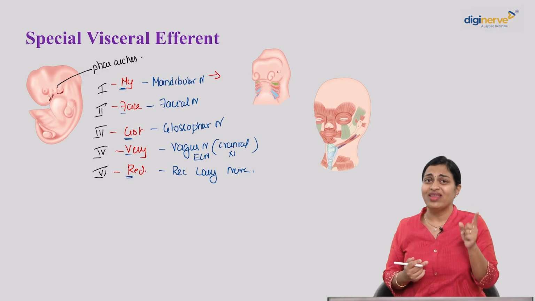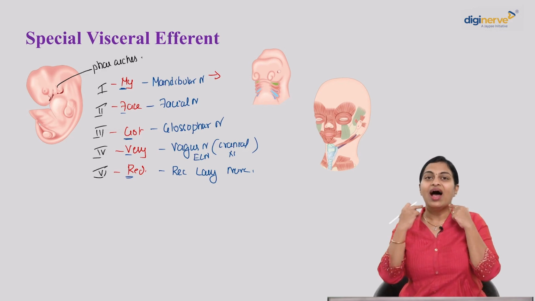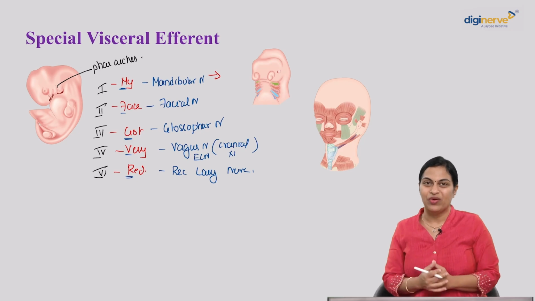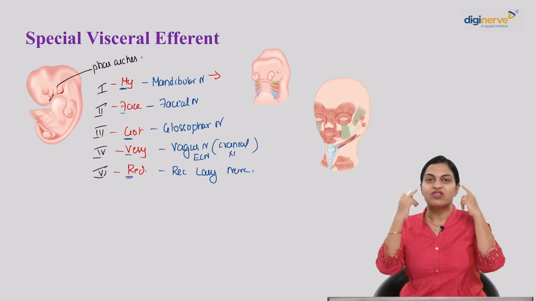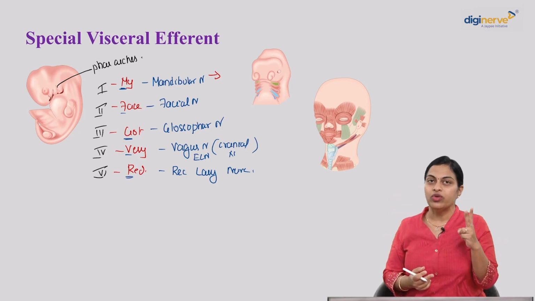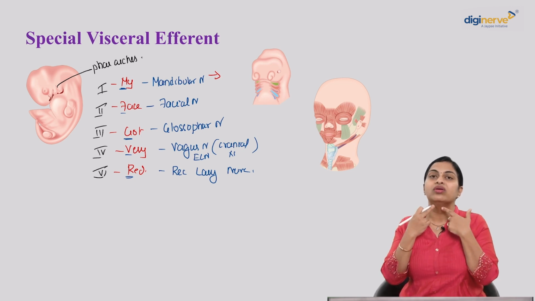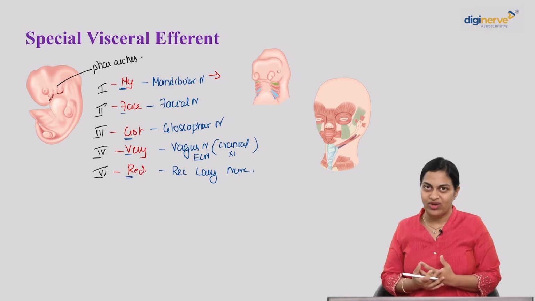Tensor tympani, tensor veli palatini, anterior belly of digastric and mylohyoid. I'll be repeating it again, okay? So please remember the 4 muscles of mastication, the 2 tensors, tensor tympani, tensor veli palatini, and over the suprahyoid part, we have the anterior belly of digastric and mylohyoid.